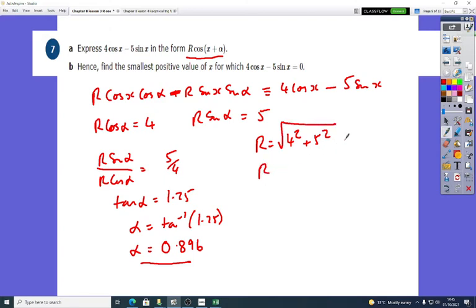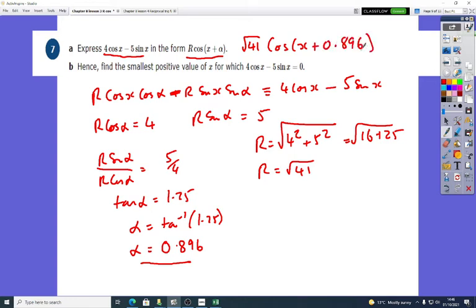And then to get r, you'll get 4 squared plus 5 squared square rooted. So that will be 16 plus 25, root 41. I will just leave it like that. So now this can be put in the form root 41 cos x plus 0.896. Hands up if you got that.